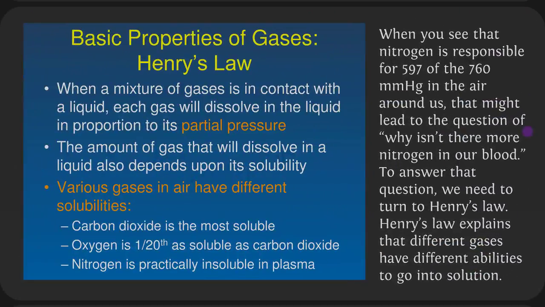When you see that nitrogen is responsible for 597 millimeters of mercury of the 760 millimeters of mercury in the air, that might lead to the question of why isn't there more nitrogen in our blood? To answer that question, we need to turn to Henry's law. Henry's law explains that different gases have different abilities to go into solution.